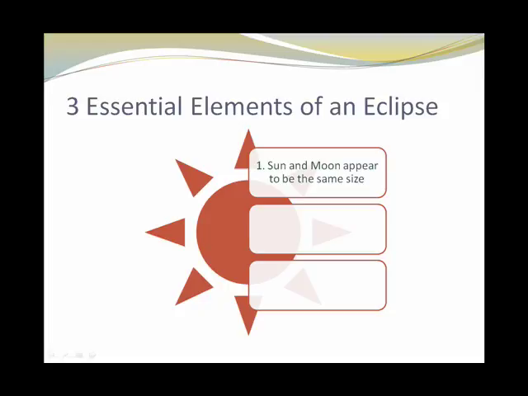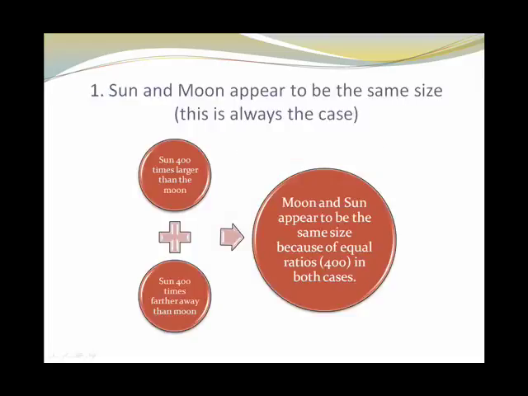The sun and the moon need to appear to be the same size. Well, having this element present is easy because this is actually always the case. The sun and the moon always appear to be the same size from the earth. But why is this the case when we know in fact that the sun is much larger than the moon? Well, because of course the sun is farther away, but why do they look exactly the same size?